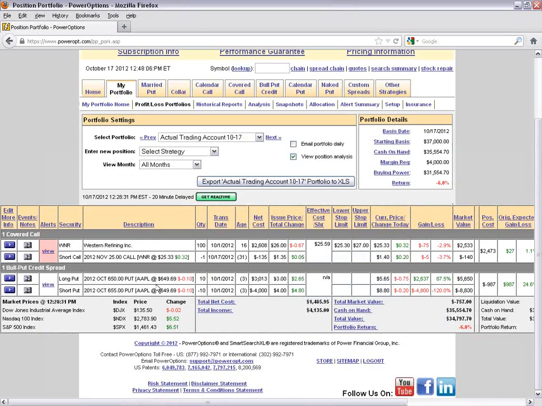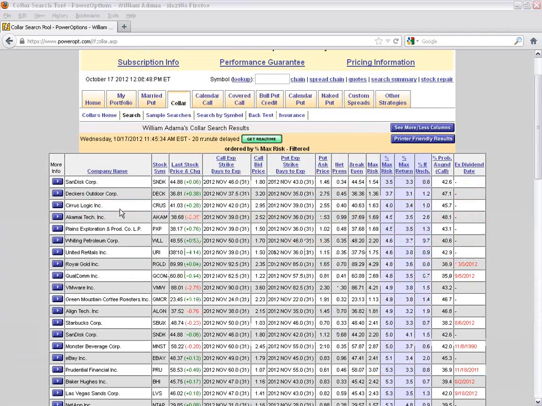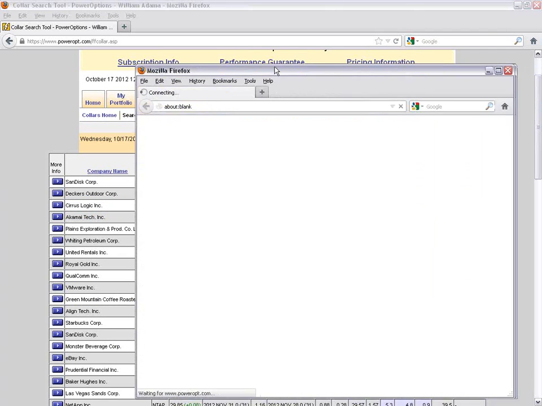Now, let's go back. What about our bull put credit spread? When we know we're getting slaughtered on this particular trade, let's go ahead and take a look. We'll do the same function. I want to go to Position Actions from our bull put credit. I want to go to Position Analysis. Are there any adjustments that the position is showing for us?